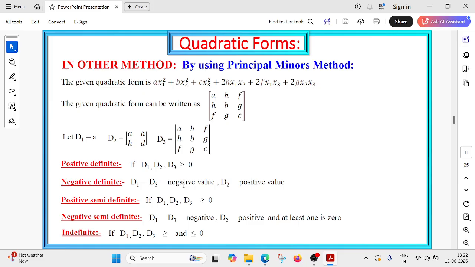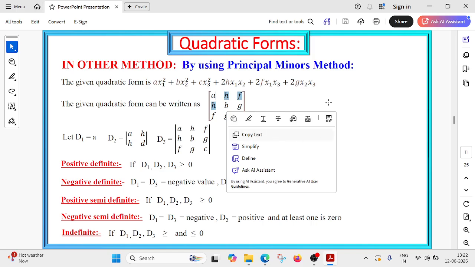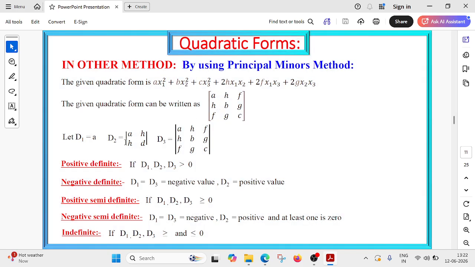Next, quadratic forms by another method. You may not use this, but I can tell you about the principal minors method. This is the quadratic form, and from that we get the matrix. After that, this is called D1, only the single element, then the 2 by 2 block with a, h and h, b is called D2, and the whole matrix is D3. Using D1, D2, D3: if all are greater than 0, it is positive definite. If D1 and D3 are negative and D2 is positive, it is negative definite.